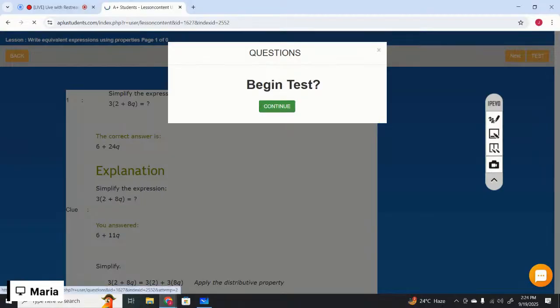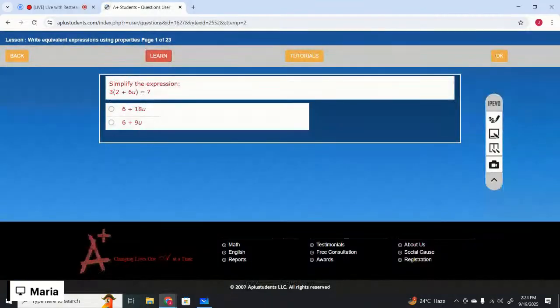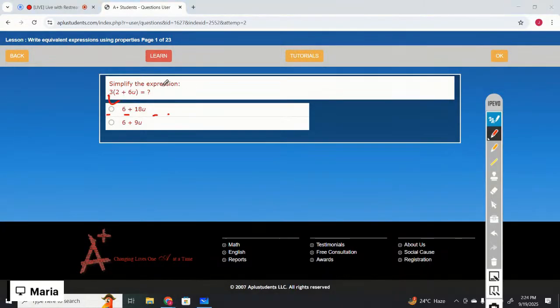Let's just start with the test questions. Simplify the expression 3 times 2 plus 6u. So we have to do 3 times 2 plus 3 times 6u. 3 times 2 is 6 and 3 times 6 is 18u.